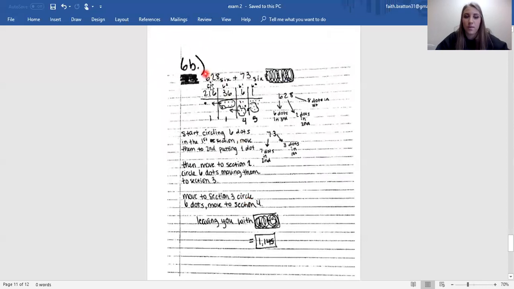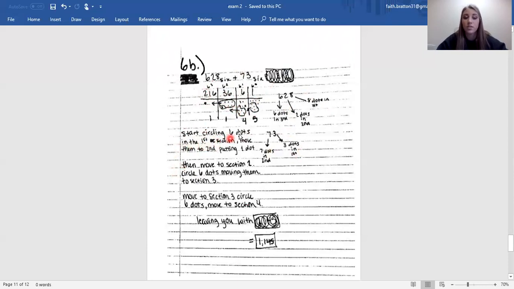6b. Okay, so we have 628 and 73. Okay, so we're doing this to the relative base of 3. So 6 to the base of 3 is 216, 6 to the base of 2 is 36, 6, and 1. Okay, start circling 6 dots in the first section. First, you got to write out 2, 8, 7, and 3. Okay, explained here how many dots would be.